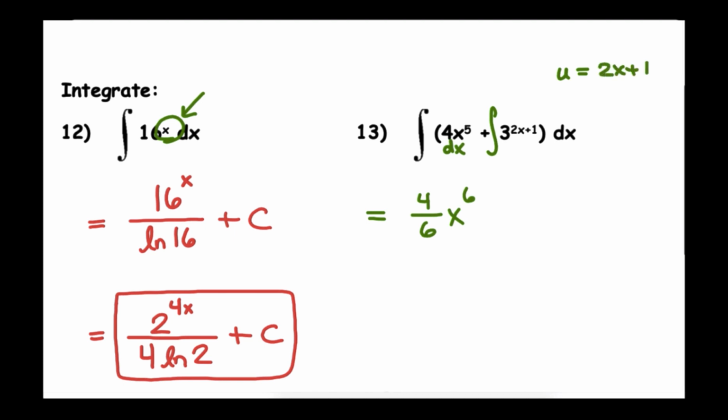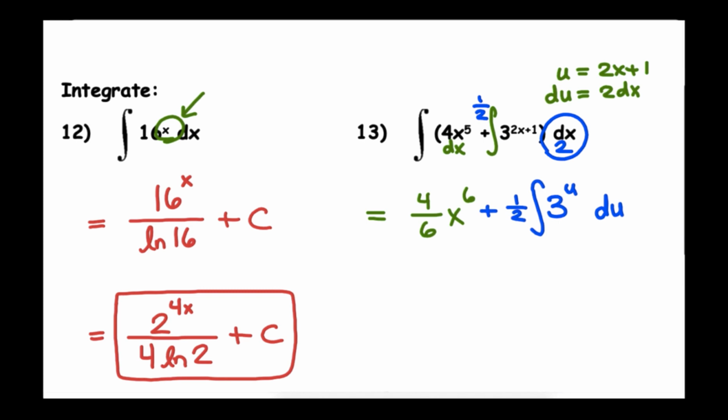Better safe than sorry. Du will become 2 dx. I need a 2 dx, so I'll multiply by 2 here on the dx. I'll divide by 2. I'll put a 1/2 out front. Not way out front, but just out in front of the second one. What that does is that becomes a du. We now have 3 to the u being integrated with a 1/2.